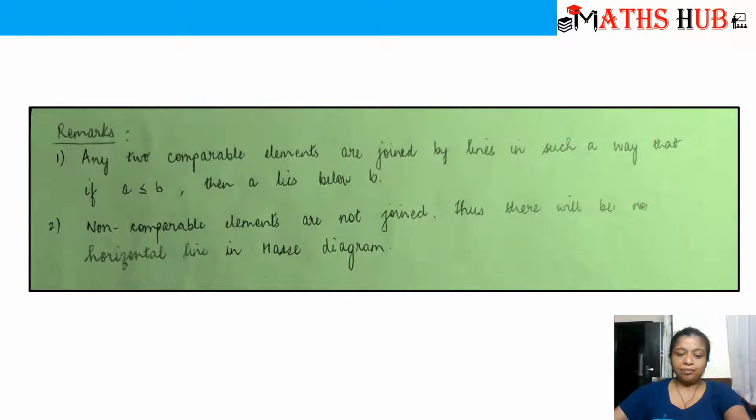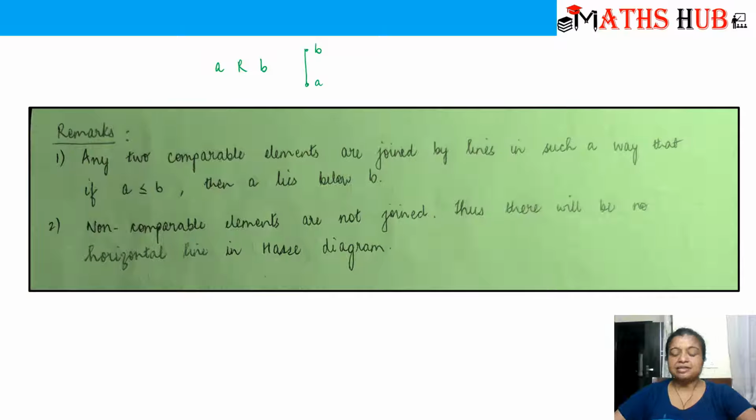So these are the 2 important remarks that I have already told you. If there are 2 elements, when we say that A relates to B, what is the meaning? That they are comparable elements, right? I have already explained what comparable elements are in my first video. So whenever A relates to B or B relates to A, that means they are comparable. So any 2 comparable elements, how are they placed? If A is related to B, then A always lies below B. So this is the position according to the Hasse diagram, right?